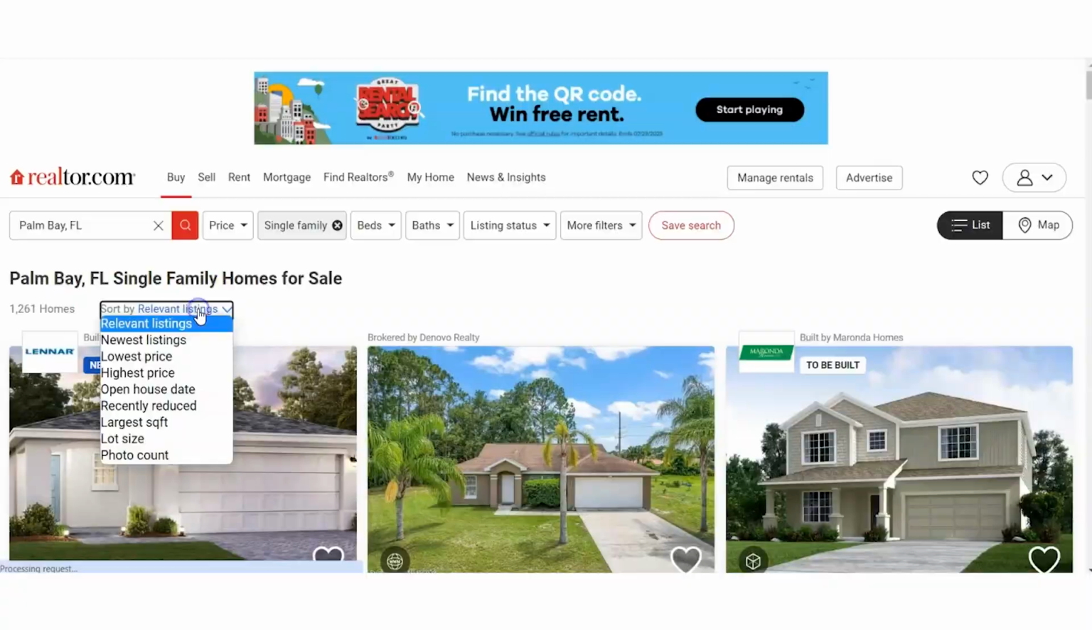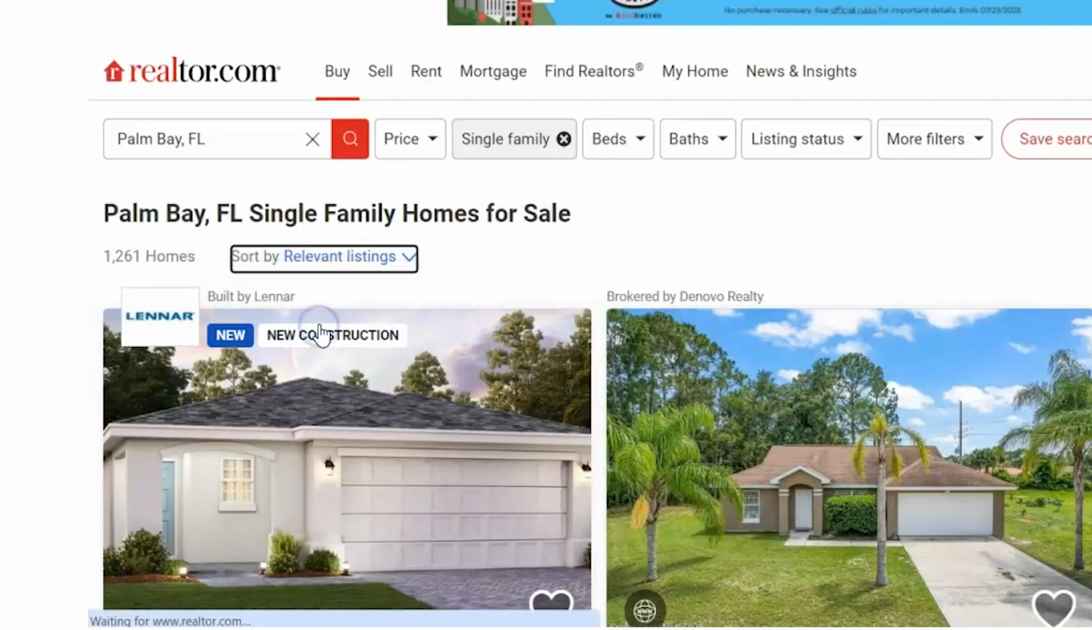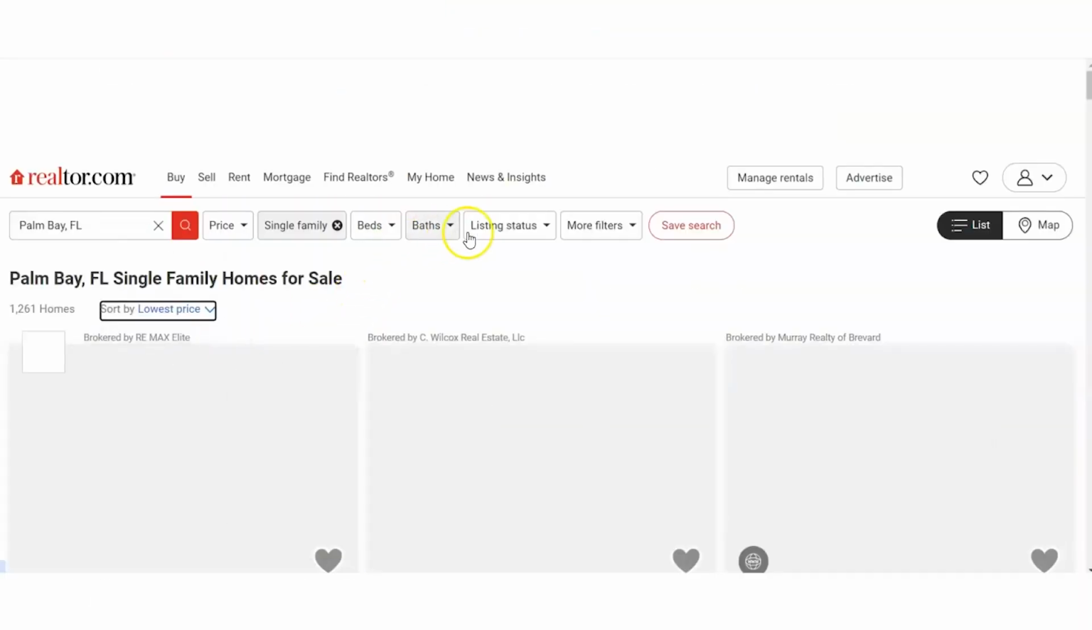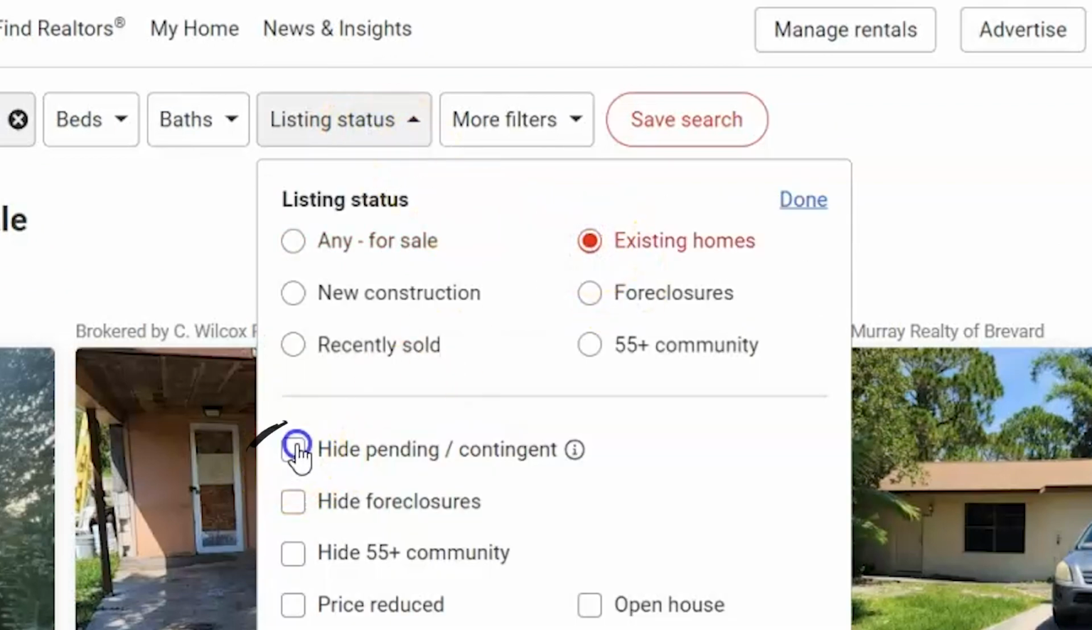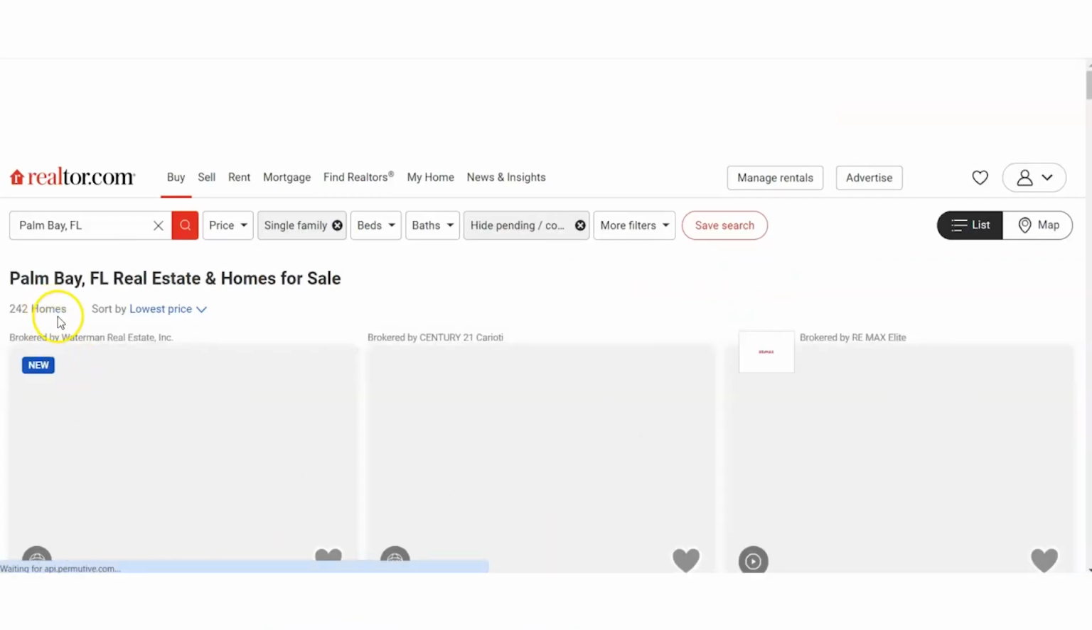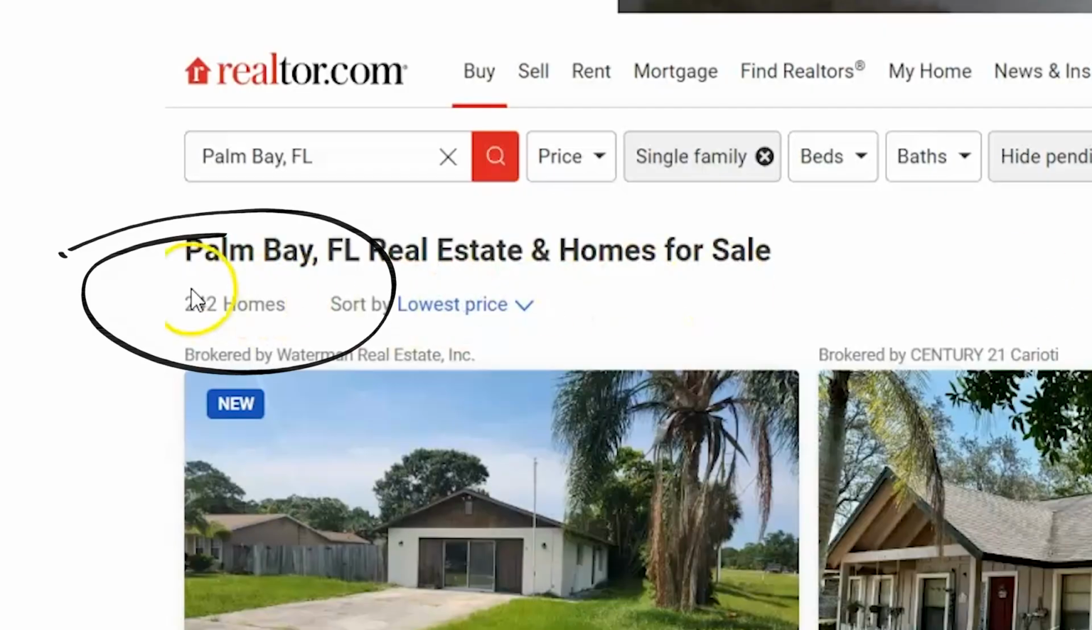Now I'm going to change the relevant listings to lowest price. I want to see what's affordable. And then I'm going to go to listing status. I'm going to say existing homes, hide pending. I'm going to say hide 55 plus. And I'm going to say done. And now I'm going to look and see that there's only 242 homes.